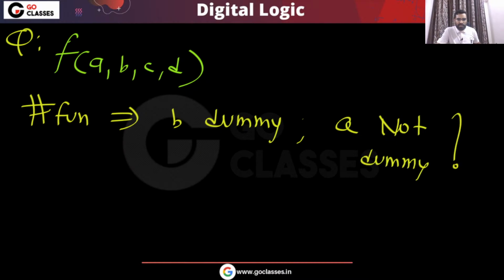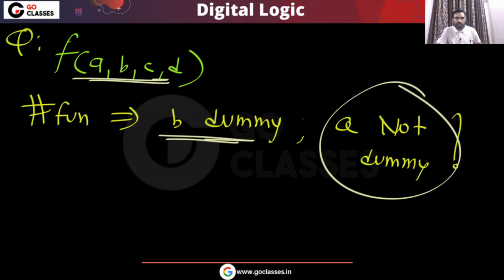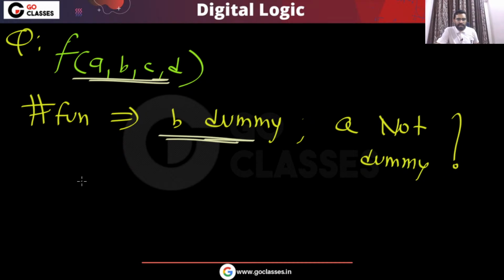Then what will be the answer for this question? Tell me. You can notice that B is dummy, but A is not dummy. B must be dummy, but A should not be dummy. So how to find this? There are two ways. You can apply the inclusion exclusion principle. This is very simple.